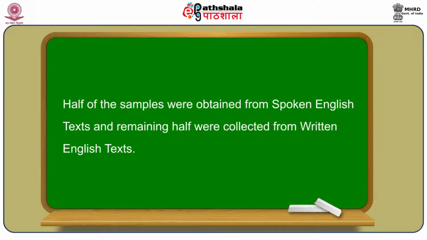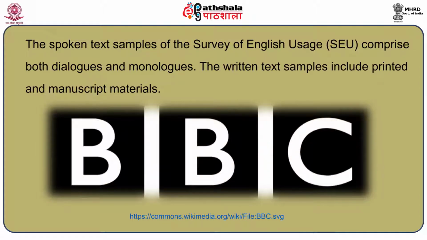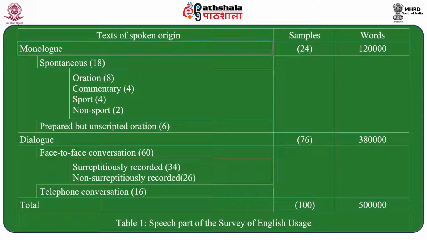All the text samples are collected and compiled over a span of 30 years. Half of the samples are obtained from spoken English texts, while the remaining half is collected from the written English texts. The spoken texts that are included in the Survey of English Usage comprise both dialogues and monologues, while written texts include printed and manuscript materials, and the examples of English read aloud in broadcast news and scripted speeches. The composition of the speech part of the SEU corpus is something like this, as presented in the table.